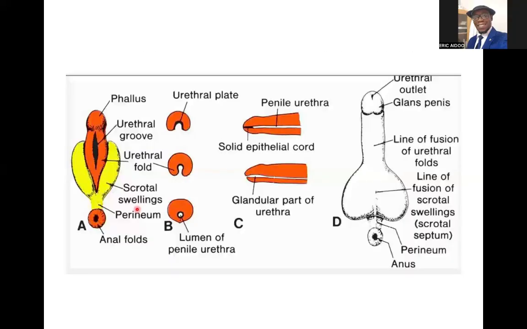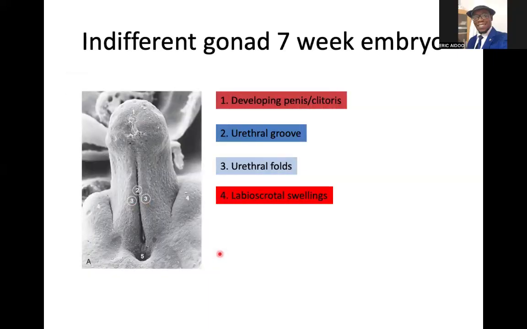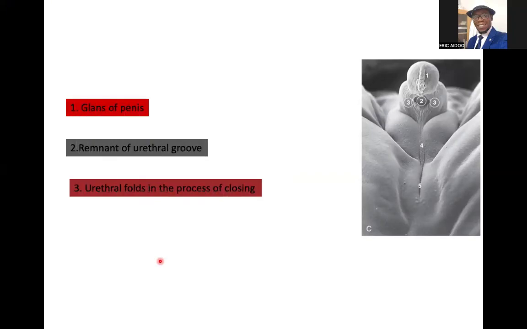So that's what you had here. Once this fold gets completed, that space will now form the lumen of the penile urethra. Then that's number 4, labioscrotal swelling, which will form the scrotum in male. Then number 5 is the anus. So if it develops along the male line, then this time around, number 1 will become the glans of the penis.